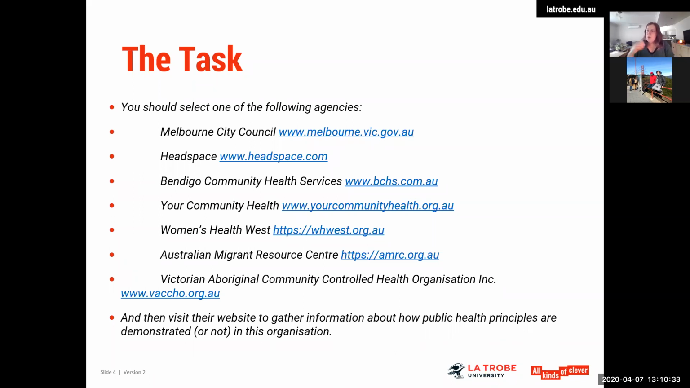So what you need to do is to select one of the following agencies. Remember, we did modify this assessment with the changes to fully online learning and no longer being able to do face-to-face visits. So we thought we would provide you with a list of organisations where we know that they've got comprehensive websites that are going to give you access to the information that you need for this particular assessment. So you can choose from any one of the following. You only need to pick one.